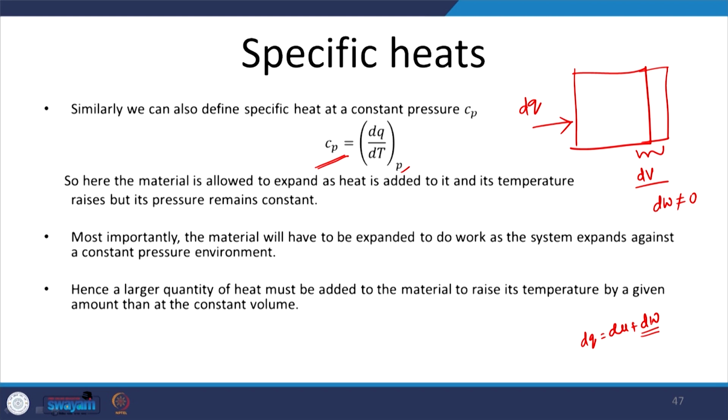So, the material will have to be expanded to do the work as the system expands against a constant pressure environment, right. So, this is the most important thing when you discuss the specific heat and when you want to understand why the specific heats differ by the magnitude of the gas constant. We will get there, right. So, the gas should expand such that the pressure is maintained constant.